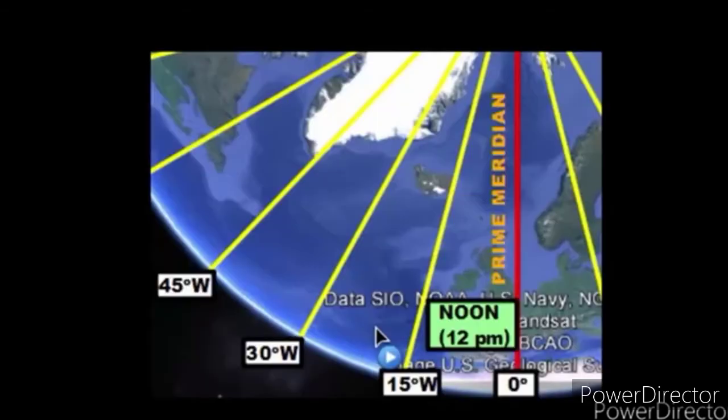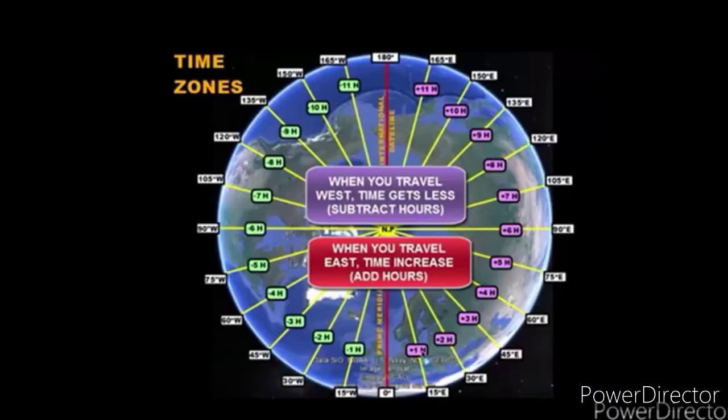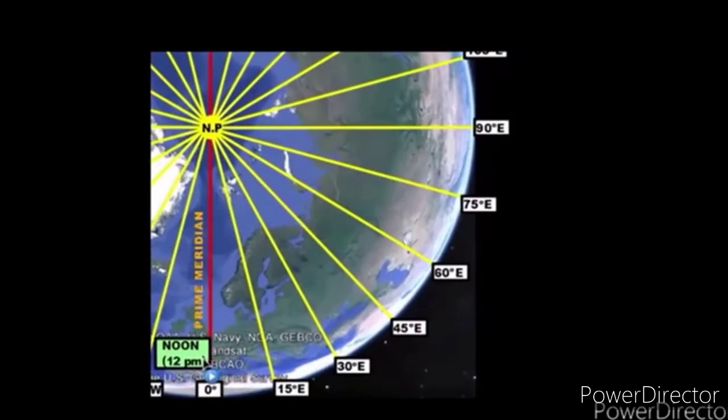So if you travel westward, you will lose 1 hour at every 15 degrees, such that it will be 11 am at 15 degrees west, 10 am at 30 degrees west, 9 am at 45 degrees west and so on. Similarly, if you travel eastward, time will increase. Here you need to add 1 hour at every 15 degrees east.